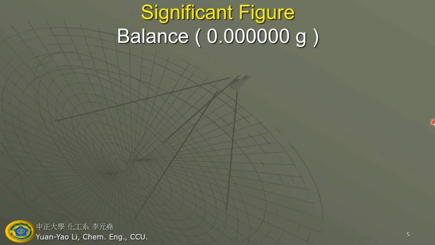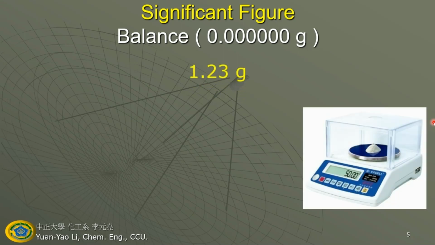The second term is significant figures. What is this? Let me give you an example. Assume we have a balance. You know what a balance is, right? You put some sample on the tray of this balance and you get a digital number. Once you put some powder on the balance, you get a number, for example 1.23.